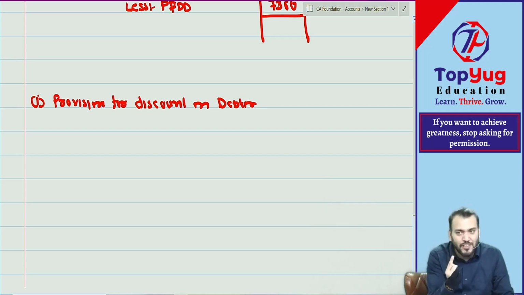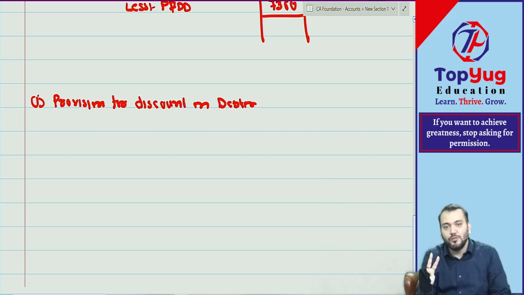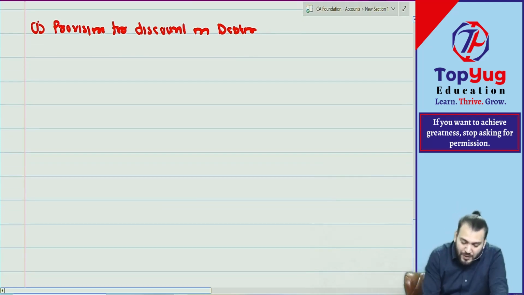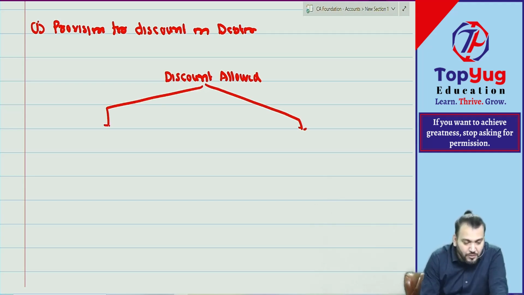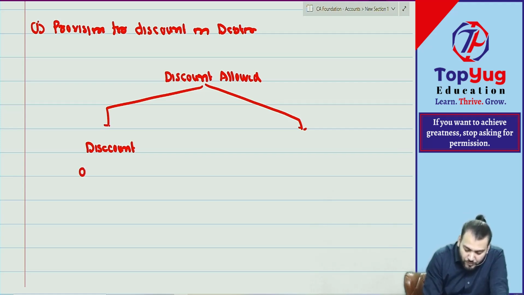I will take only one question, then I will give you two questions that you do on your own. Are you with me? So if I say discount allowed, what is the journal entry for discount allowed? Correct. There can be two types of discount. One is discount already allowed. Already allowed, then what journal entry?